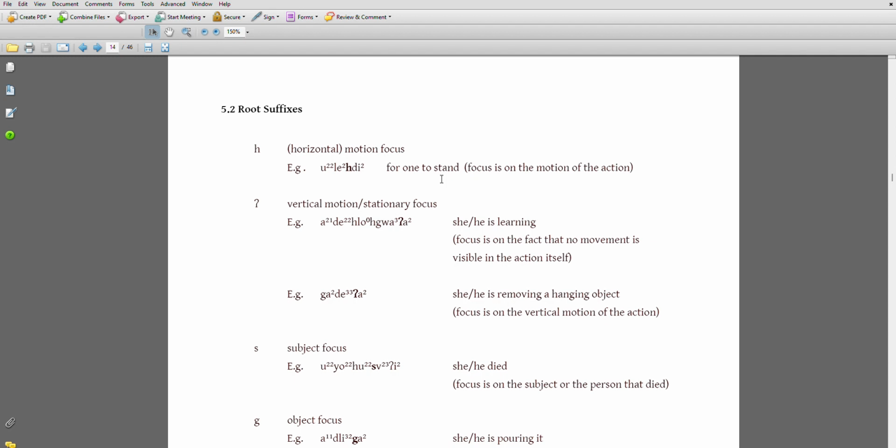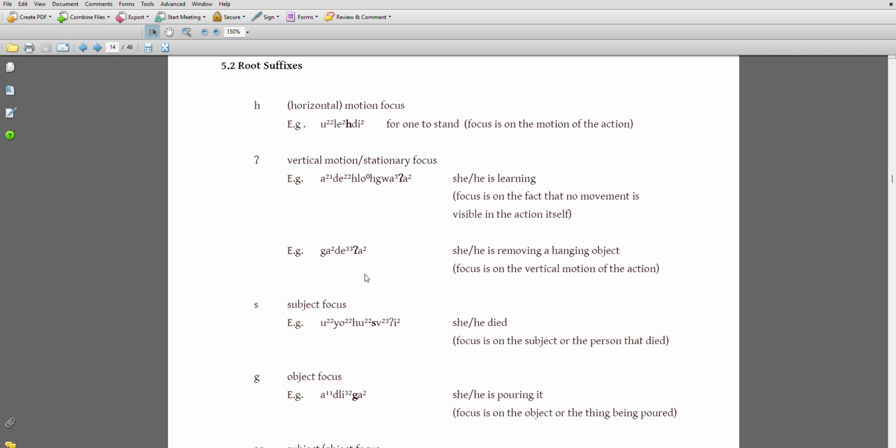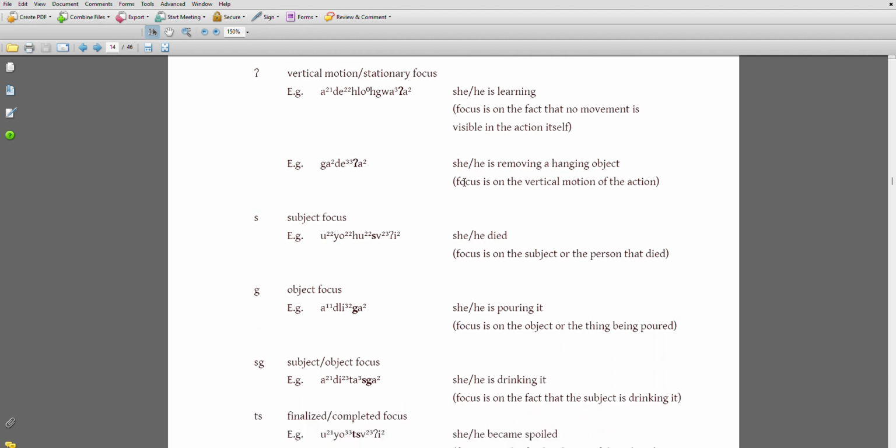Another example, gate'an. He or she is removing a hanging object. So here the focus is on the vertical motion. Focus is on the vertical motion of the action of taking something down from up. Gate'an. Okay, then S is subject focus.